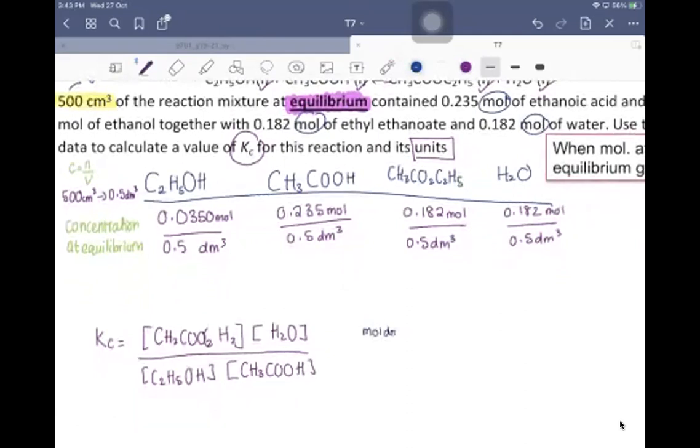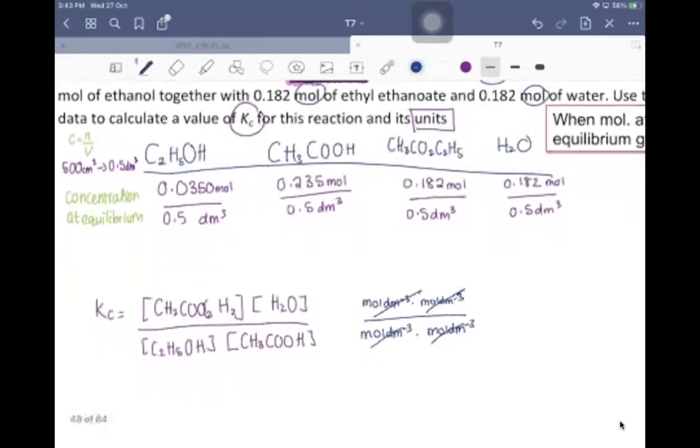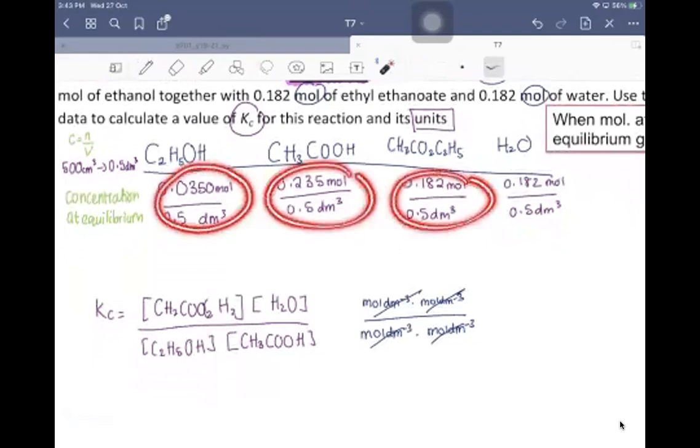On top, you have 2 brackets, so that's mole per dm cube times mole per dm cube. Each bracket represents a mole per dm cube. At the bottom, you would also have mole per dm cube, and they cancel out nicely. You will add in these numbers into the Kc expression correctly.